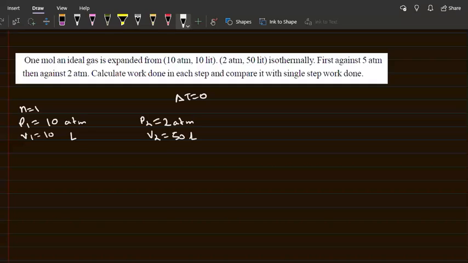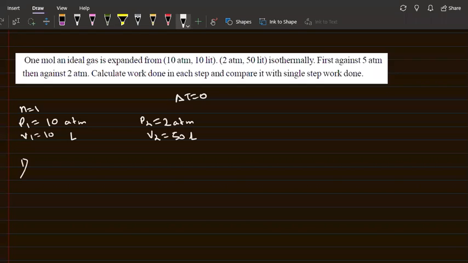See, try to understand the problem. All of you are solving it correctly. But there's some misconception. So first, we have two steps. First against 5 ATM, then against 2 ATM. CA, your answer is wrong. So try to start with the first step against 5 ATM.